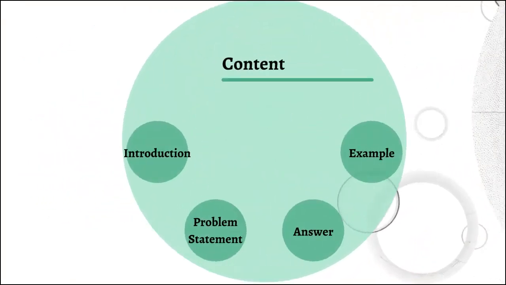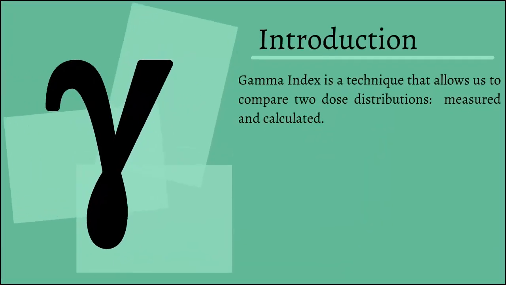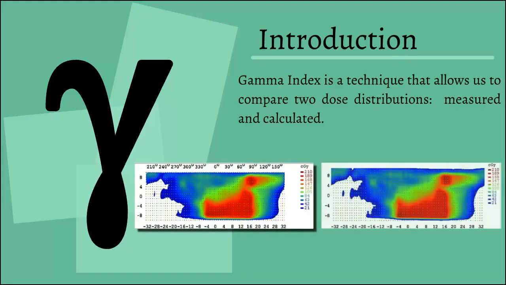The content of this presentation is the following. We'll provide an introduction, we'll state our problem, we'll answer the problem, and we'll provide an example. At the end, we'll comment on this subject. Introduction. The gamma index is a technique that allows us to compare two dose distributions, a measured one and a calculated one.